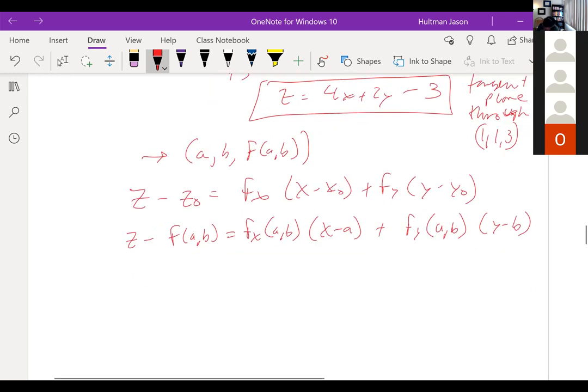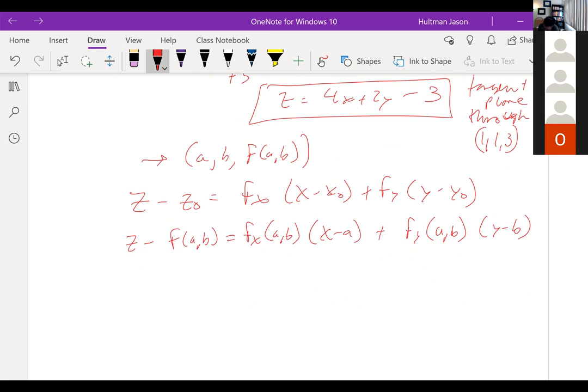Okay, and so we could add this guy to both sides. We would say z equals f sub x at AB times x minus a plus f sub y at AB times y minus b plus f of AB. We're just generalizing what we did before. Actually, I'm going to put that in front, the f of AB. I'm just going to move it right in front here.